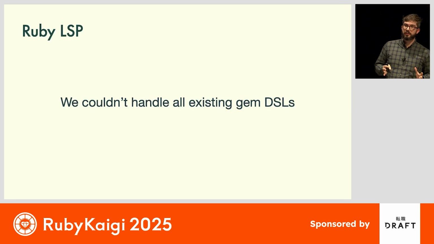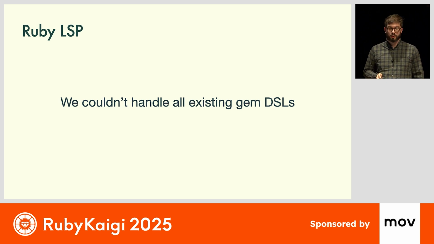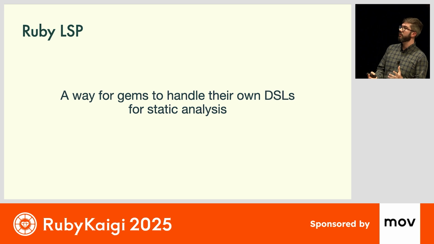We wanted the Ruby LSP to have as accurate as possible of static analysis, and understand DSLs like the ones that we just saw for Rails. But the reality is that creating new DSLs is something that's super common in the Ruby ecosystem, and we have so many different gems that do it. We couldn't possibly try to handle every single type of DSL within the Ruby LSP itself. It would be way too complex. So we wanted a way for the gems themselves to be able to teach the Ruby LSP how to understand the DSLs that they define.